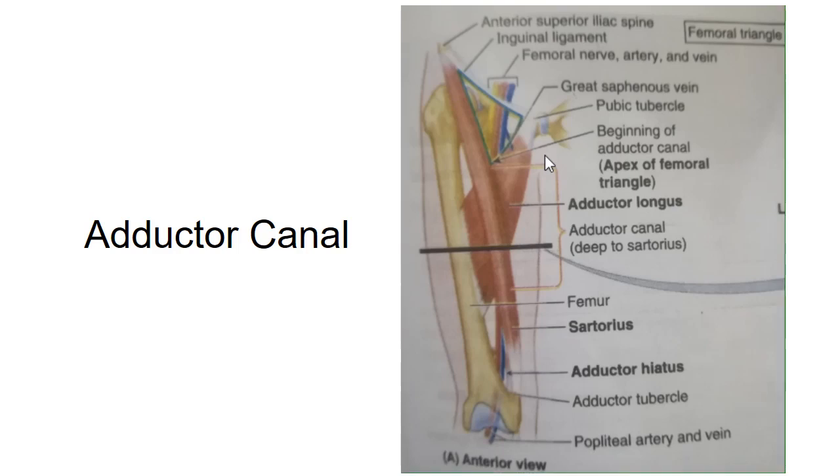Significance of this canal is femoral vessels and nerve after entering the thigh through this femoral triangle pass through this adductor canal and leave the adductor canal by emerging through this adductor hiatus. After emerging from this adductor hiatus, these vessels and nerve pass to the popliteal fossa, which is a depression on the posterior surface of the knee.